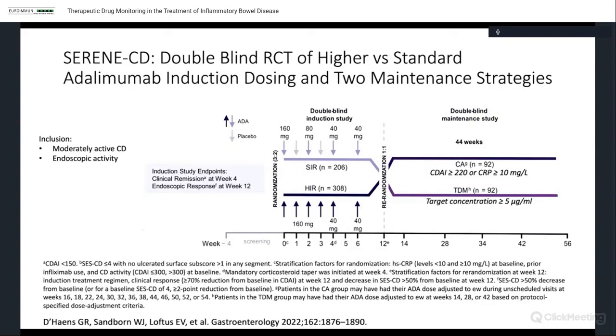There were a number of endpoints assessed, and importantly, in the maintenance assessment, these were all exploratory endpoints. I'm not going to get into the details of the data for the induction portion, but I will say that there was no difference in outcomes generally between the 2 induction regimens at 12 weeks.